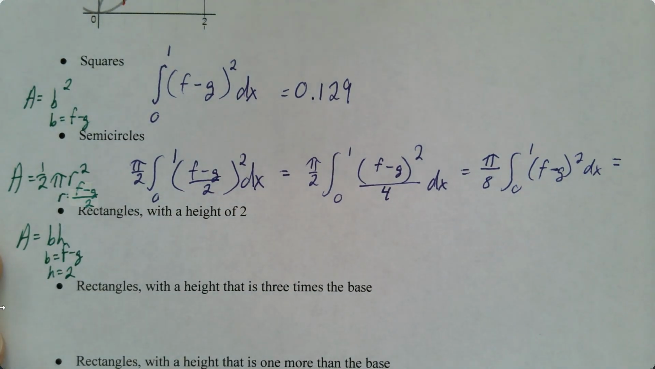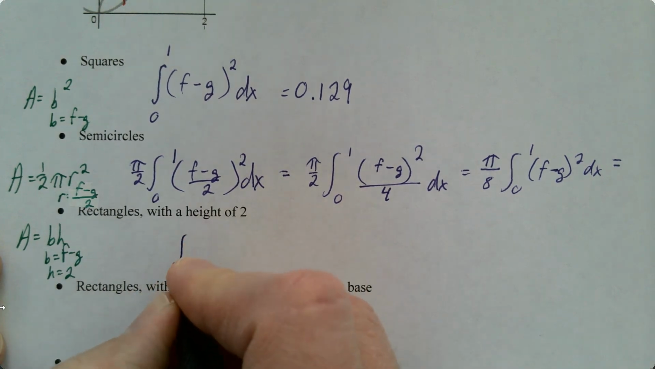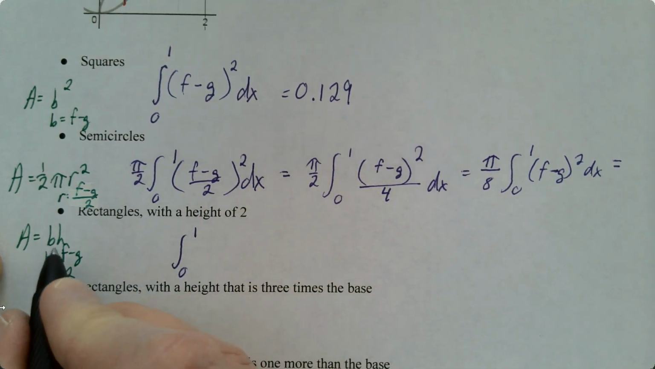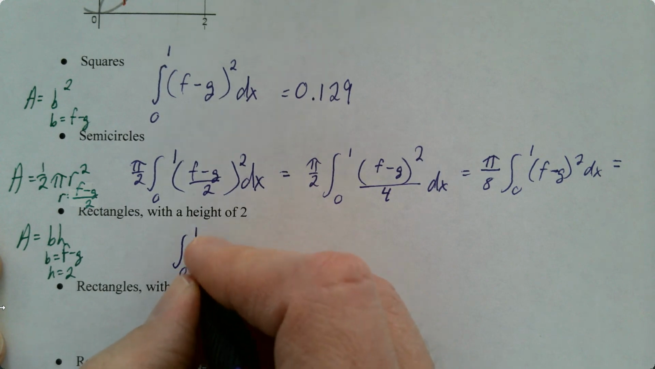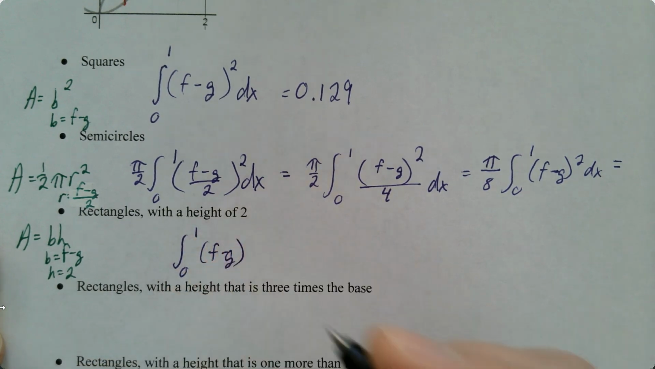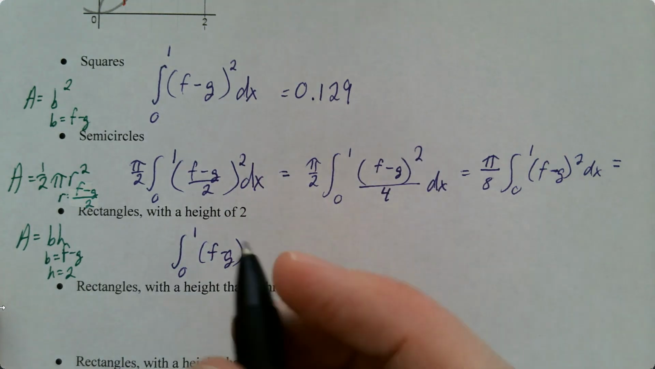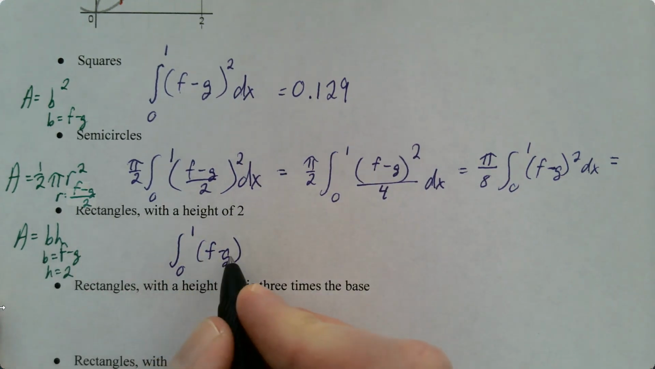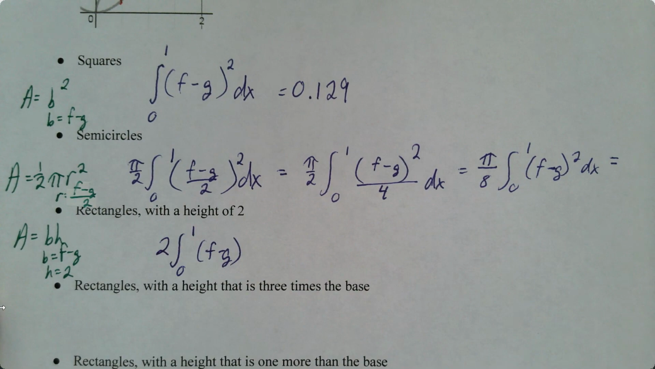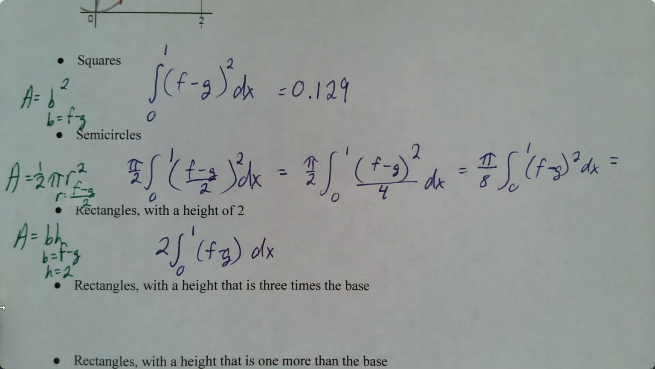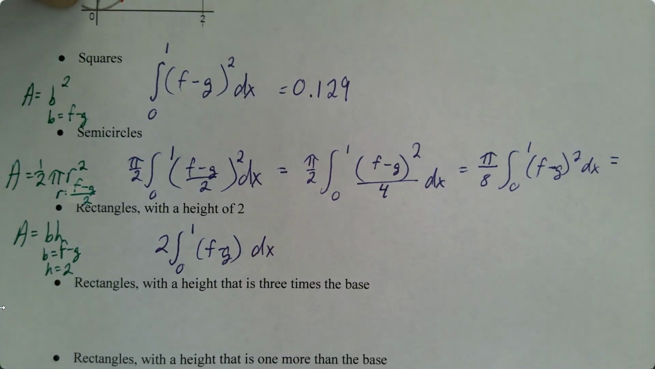And so at this point, we're just setting them up. So we're going to have the integral from 0 to 1 of F minus G times 2. So F minus G, it is not squared. We're not dealing with the square, semicircle. It is base times height. There's your base. There's your height. Times 2. Okay, let's keep moving.